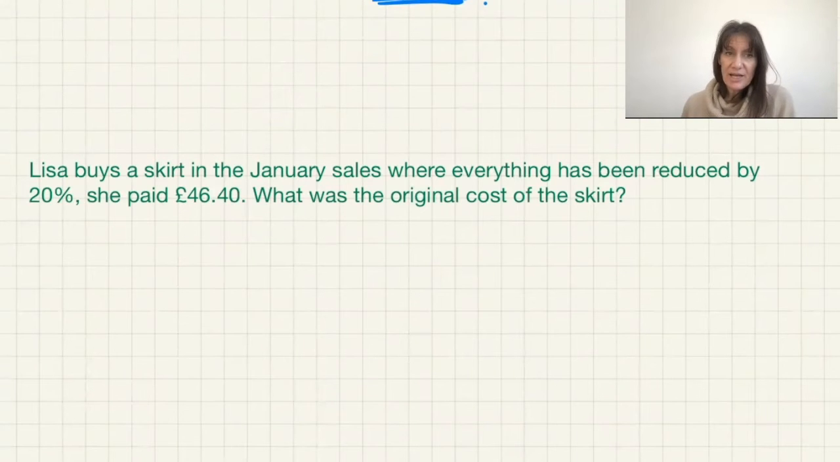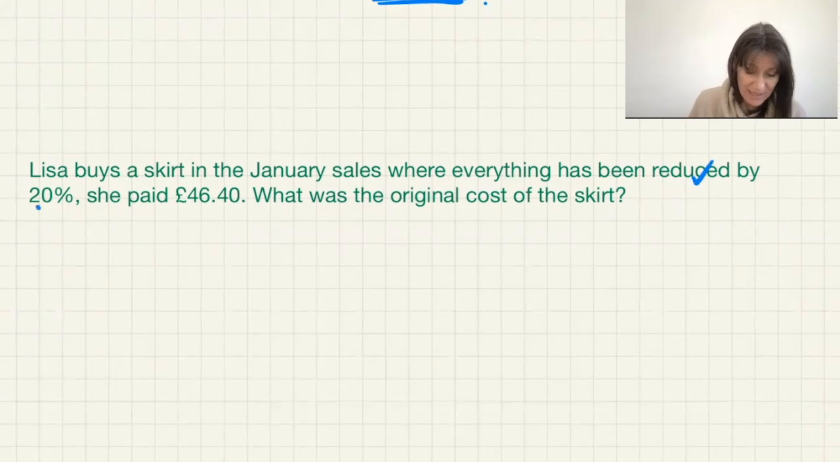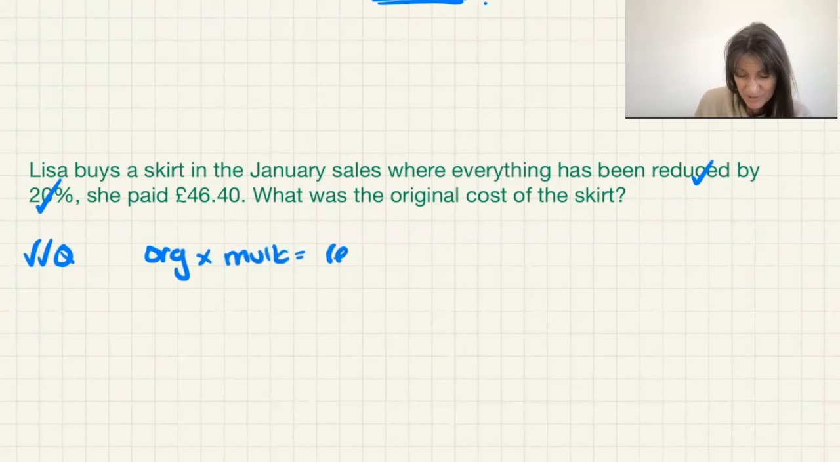Lisa buys a skirt in the January sales where everything has been reduced by 20%. Right there, I don't even need to keep reading. Right there, I've got reduced and I've got 20%. I know this is a 2-tick question. I know this is going to be original times multiplier equals result.